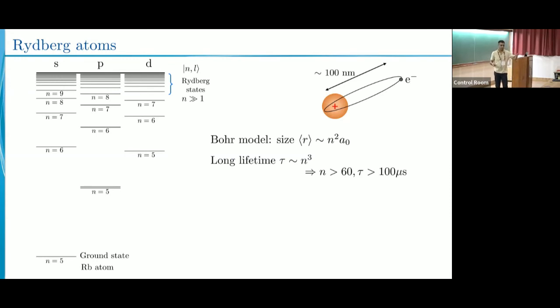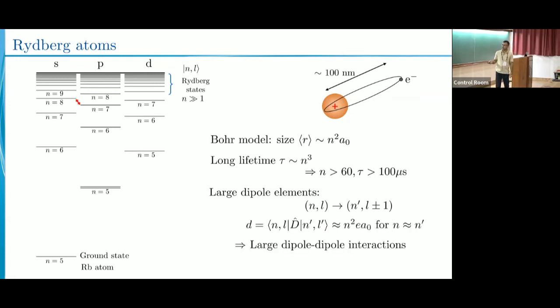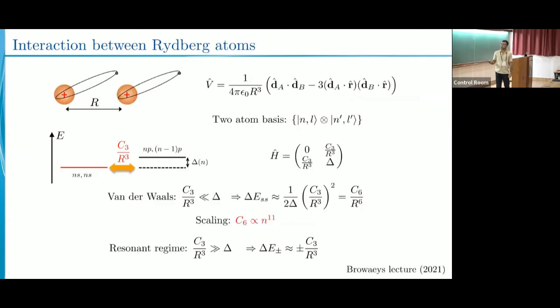Because if we are using a P state that has a nanosecond lifetime, then we cannot do any quantum computing type of work there. And then large dipole elements: if we look between L and the other state N prime, and measure this dipole moment, this is also a very high number. So, large dipole-dipole interaction.